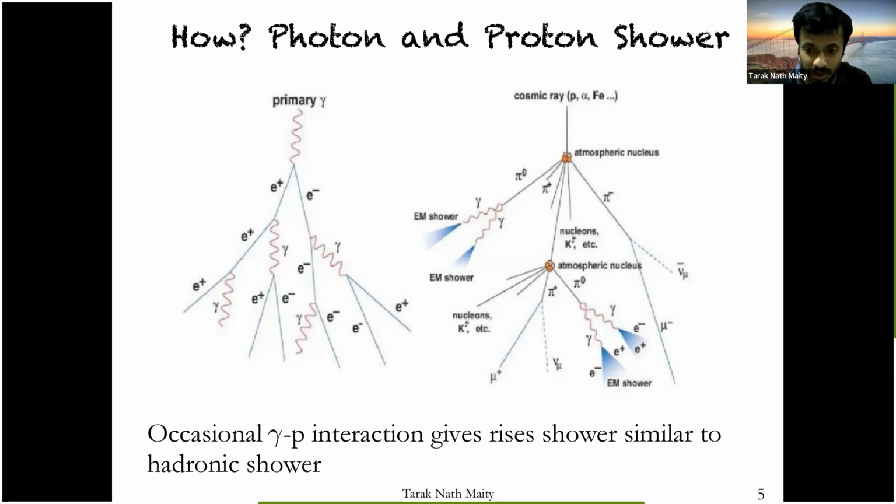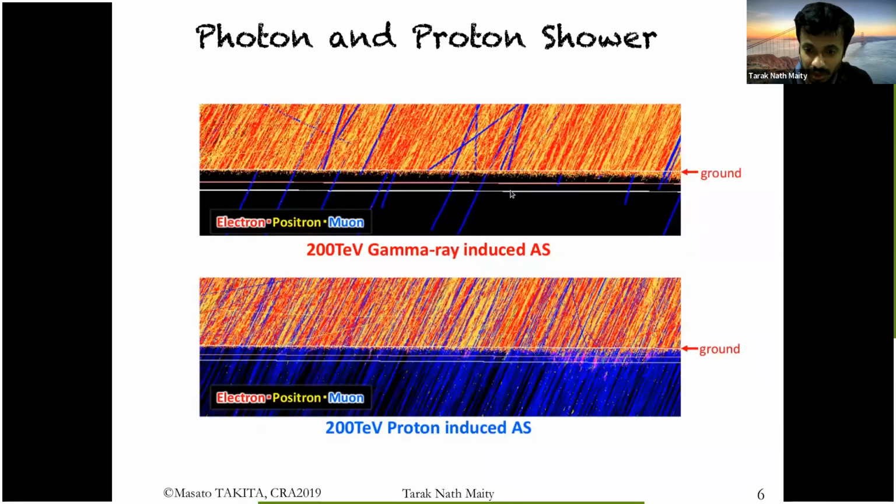To emphasize the point in a bit more detail, what I am showing over here is the air shower that will be produced by 200 TeV gamma ray in the upper panel and 200 TeV proton in the lower panel. So here the red color lines represent electron, the yellow color lines represent positron, and the blue color lines represent muons.